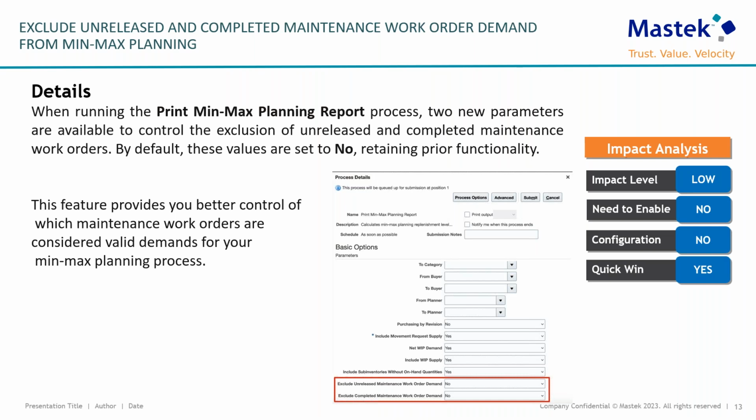However, min-max planning still considers the maintenance work orders in an unreleased or completed status as valid open demand. This can lead to overstocking of parts. To avoid this, a decision needs to be made on demand for min-max planning. A new option to exclude unreleased or completed maintenance work order demand from the min-max planning process can help with this. So here we will not need to do anything to enable this feature, and neither do we have to configure anything. So it is a quick win for us.